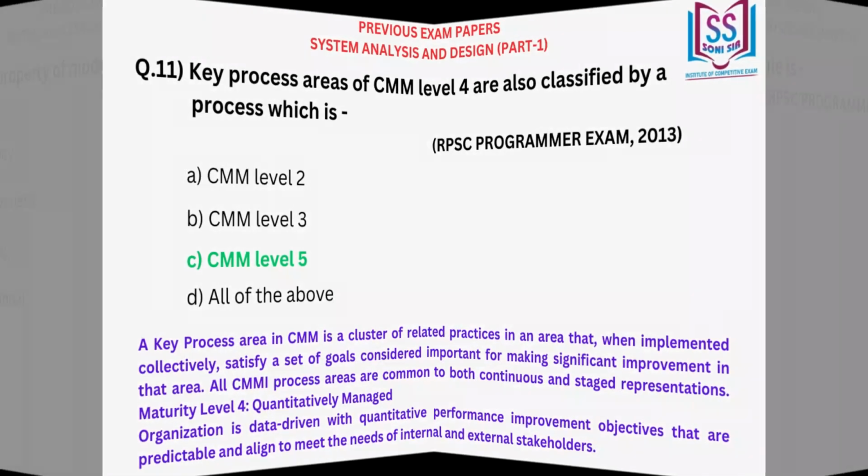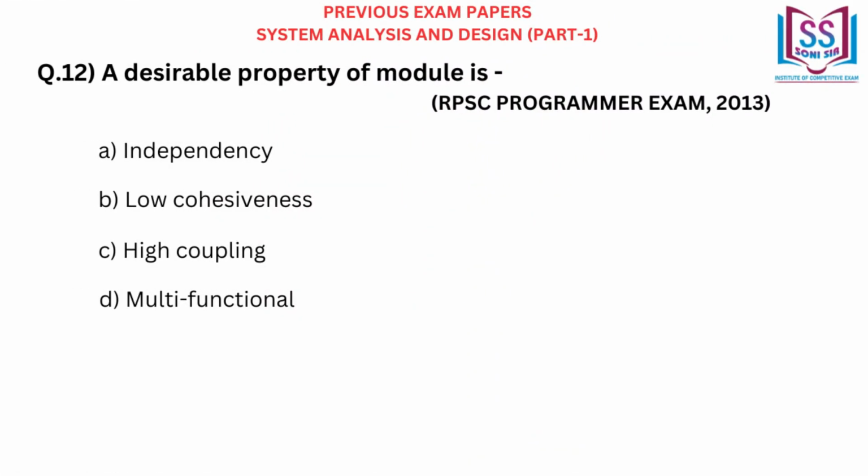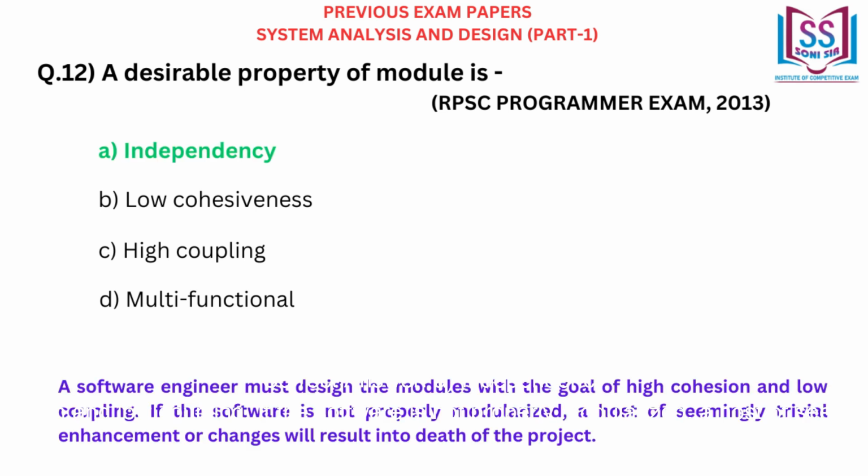A desirable property of module is A. Independency, B. Low cohesiveness, C. High coupling, D. Multifunctional. Correct answer A. Independency. A software engineer must design the modules with the goal of high cohesion and low coupling. If the software is not properly modularized, a host of seemingly trivial enhancement or changes will result into death of the project.